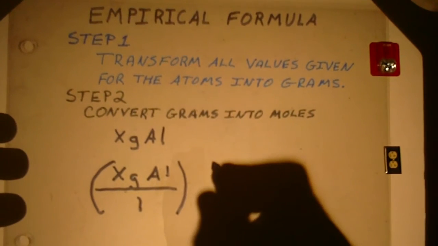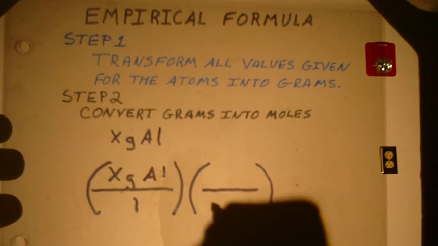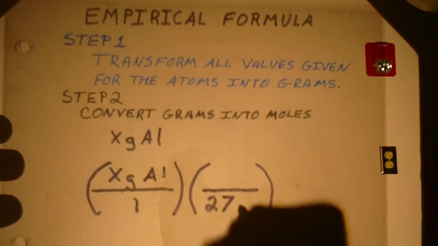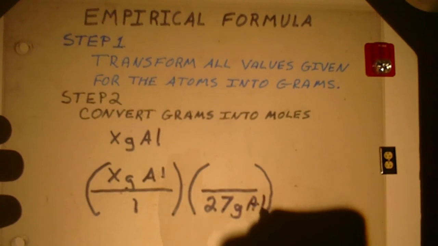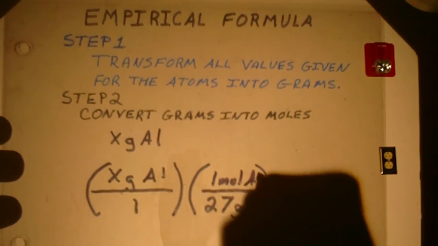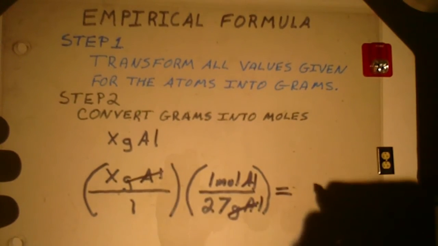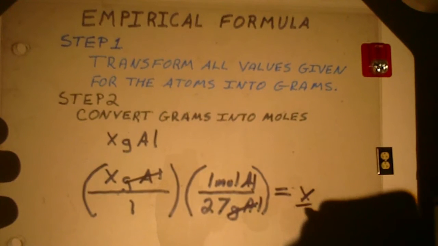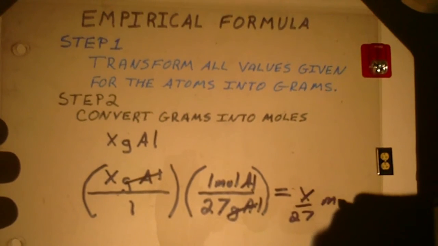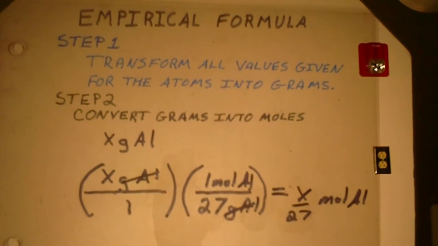You go to the periodic table. We'll do a little rounding. 27 grams of aluminum on the bottom, 1 mole of aluminum on the top. Grams of aluminum cancel. Now I have moles of aluminum.